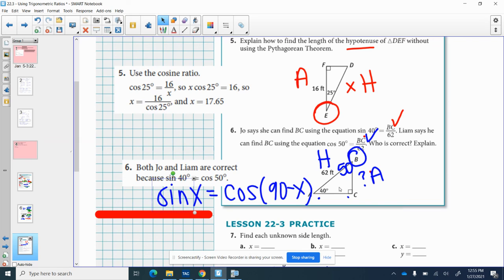We will definitely be working lots more with the solving in class, as well as eventually talking about how to find an angle measure in the next lesson.